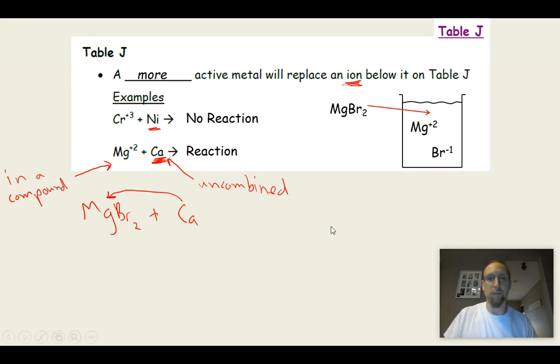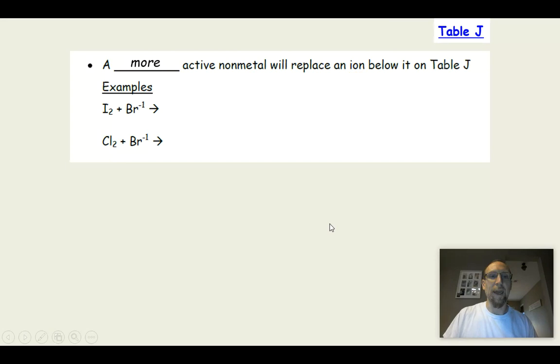So it's that simple. A more active nonmetal will also replace an ion below it on table J. The same thing, but there's not that many nonmetals on table J, so you're really mostly going to get questions about the metals. And all of our nonmetals on table J are Brinkelhoffs, so they're all two stuck together, I2, Cl2.